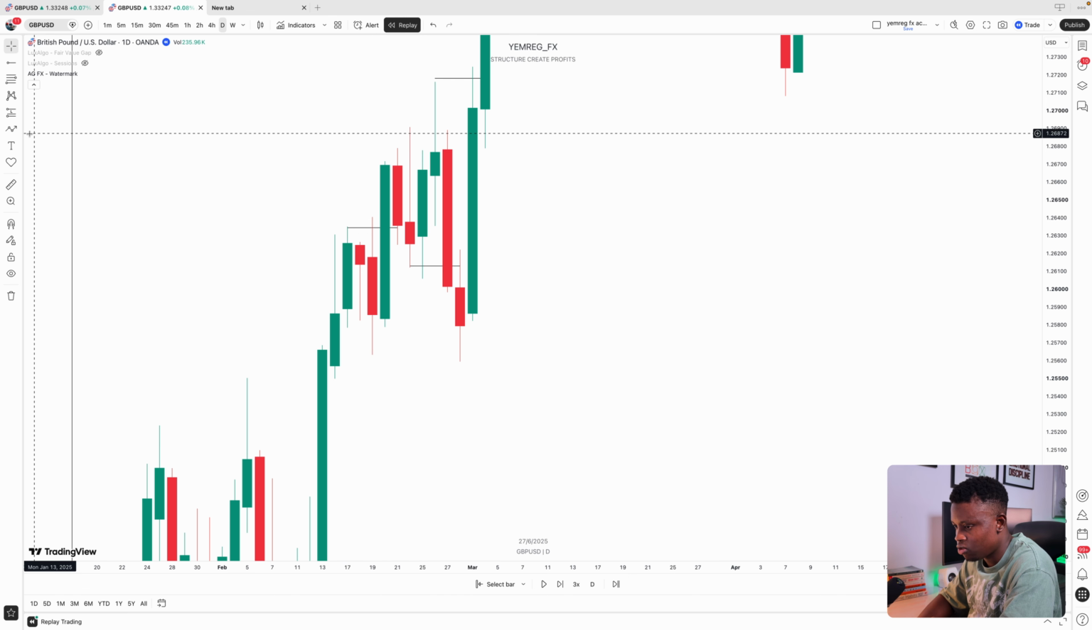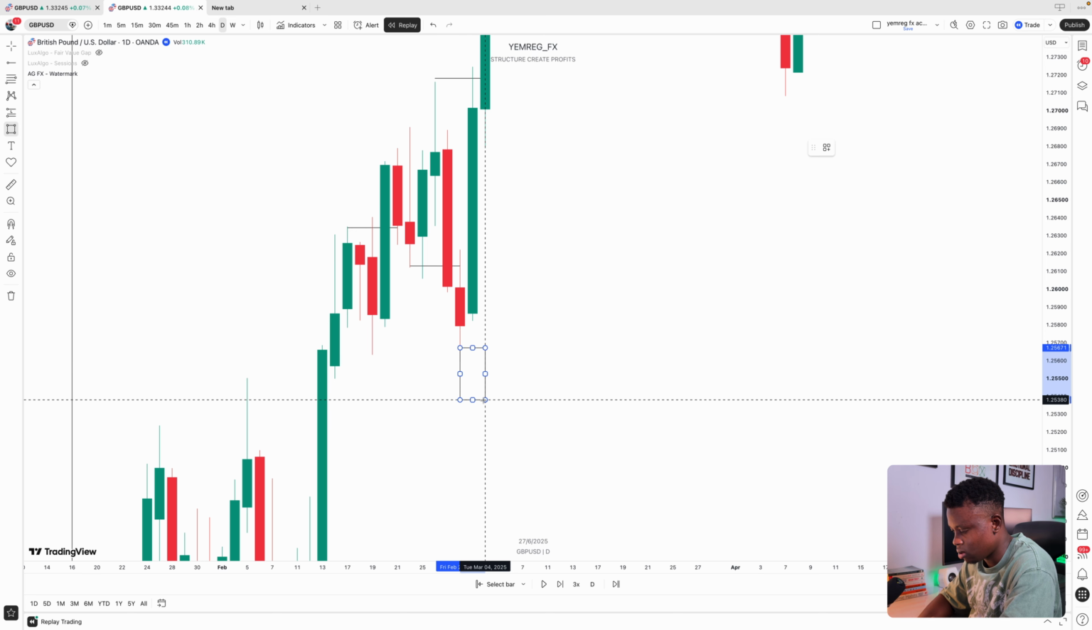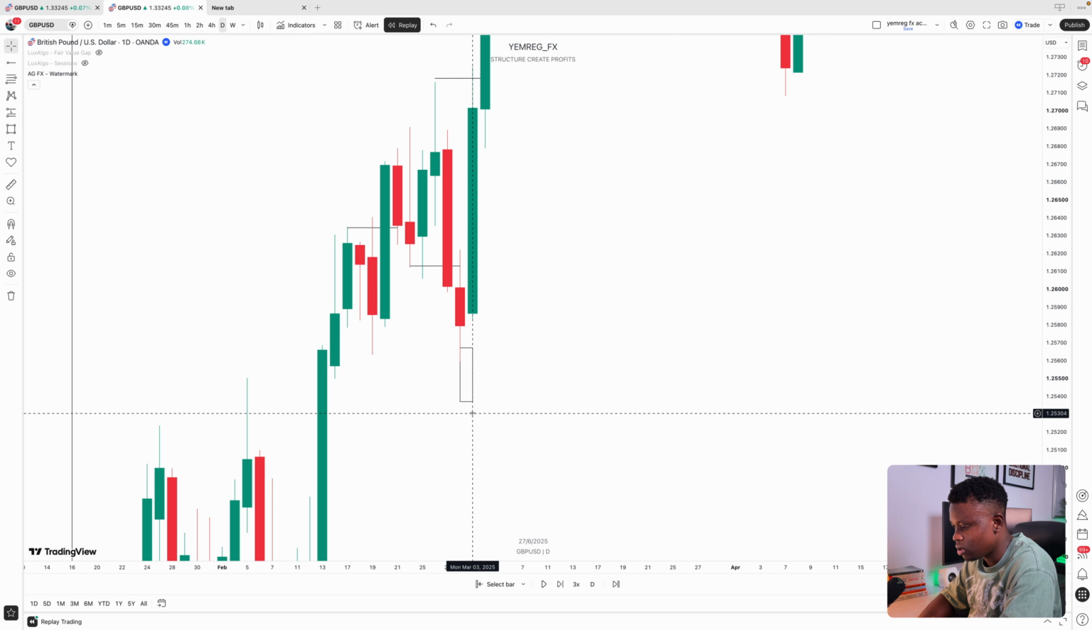Assuming we had a full body candle closing below this low, let's say there was a full body candle like something like this, and then followed with a break of structure.